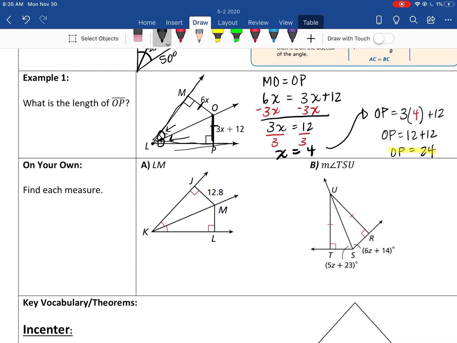Okay, so for this first one, we can see that this is an angle bisector by these two congruent angles. So that means from anywhere on this line KM to the edges of my angle are congruent. So that means these two distances are congruent. JM is equal to ML. Because JM is 12.8, that means ML is also 12.8. All right, so that's it there.